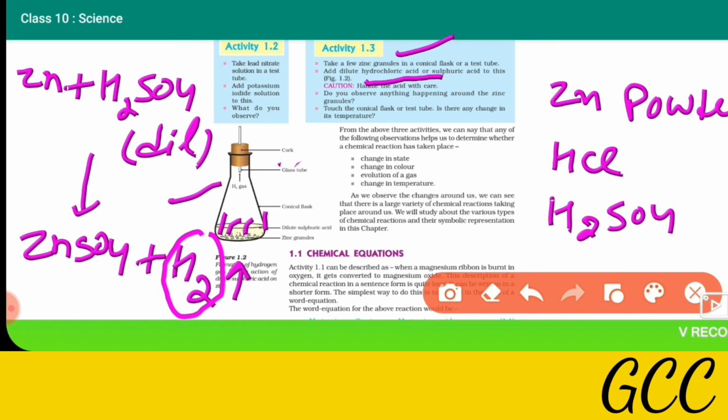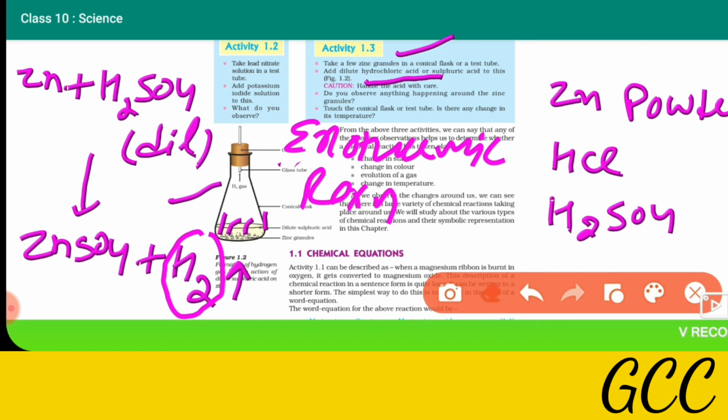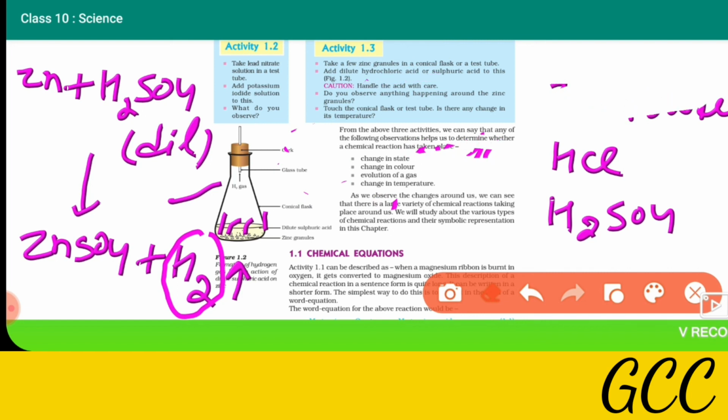They are asking you, do you observe anything happening around the zinc granules? Yes, some bubbles are coming out. Touch the conical flask or test tube. Yes, it will become warm. Why warm? Because it is an exothermic reaction. What is the meaning of exothermic reaction? Where heat will be released. Is that clear?